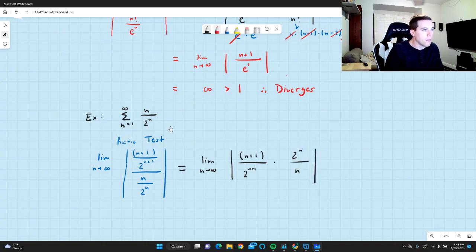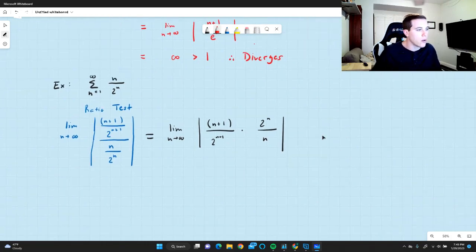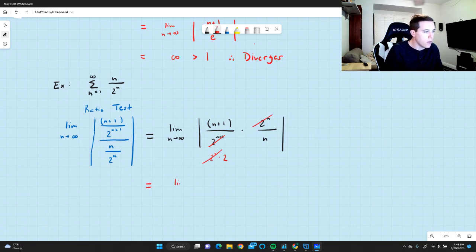And now we do some simplifying. And the exponential should always reduce here, just like the factorials will always reduce. So we have a 2 to the n and 2 to the n plus 1. I'm going to write that as 2 to the n times 2. And what do you notice? The 2 to the n's cancel. And we are left with limit as n approaches infinity of, what do we have left up top that we didn't use? Well, it was the n plus 1. And on the bottom, we have a 2 times an n.